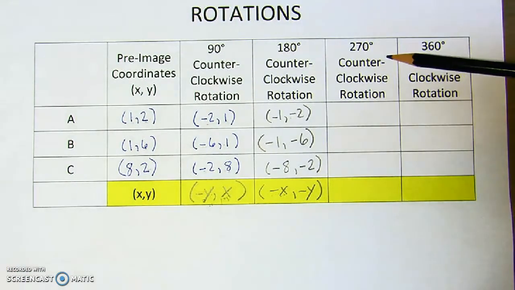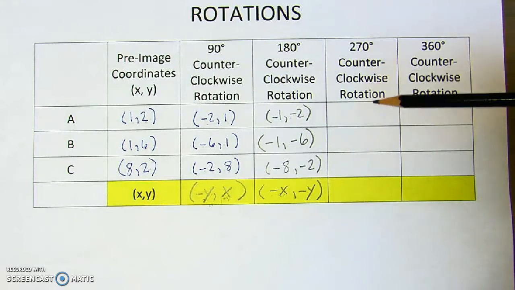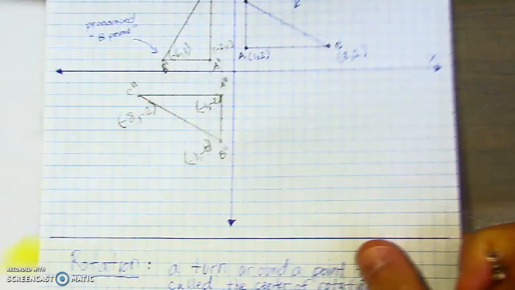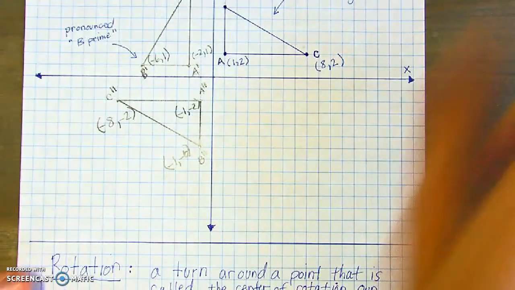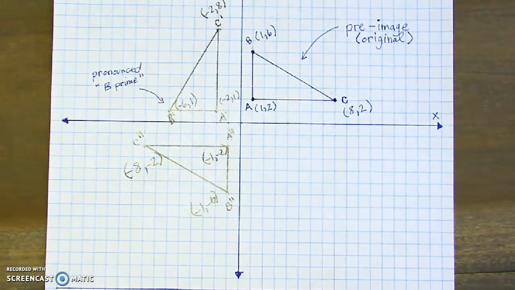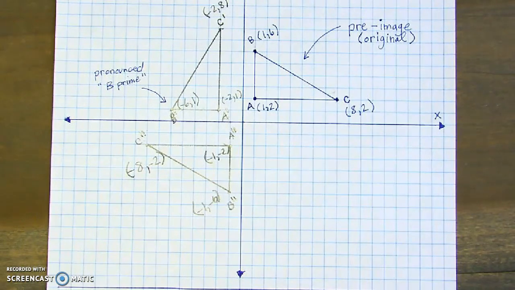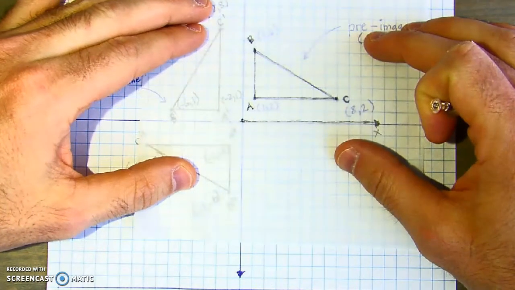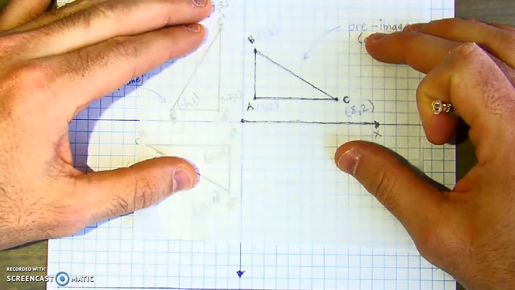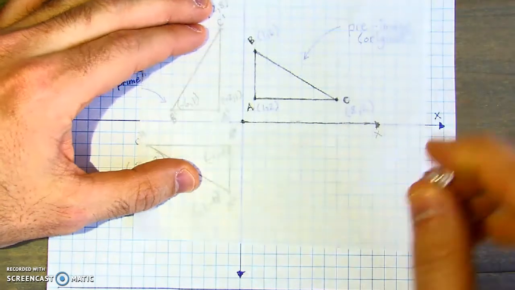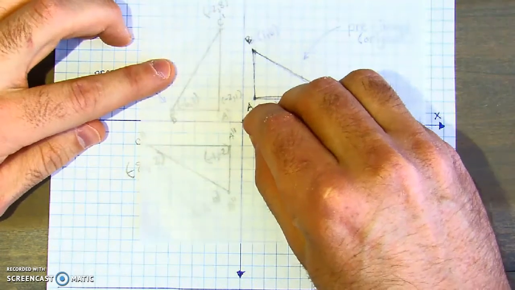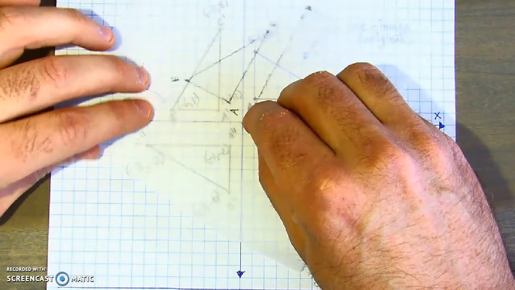All right, so let's jump right into the very next rotation. We're going to do a 270-degree counterclockwise rotation. All right, let's set this up the same way we did last time. I'm going to put my wax paper right over that pre-image. I'm going to lock it in right there at the origin, and I'm going to start rotating.